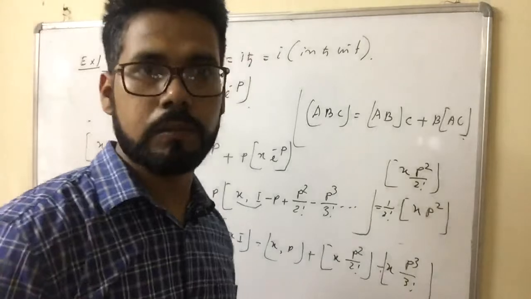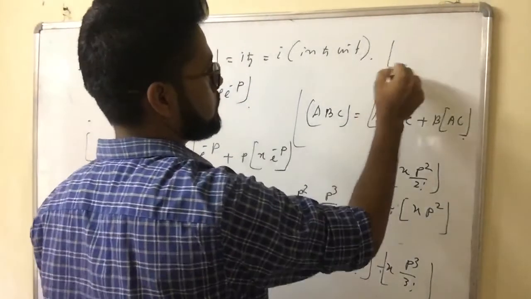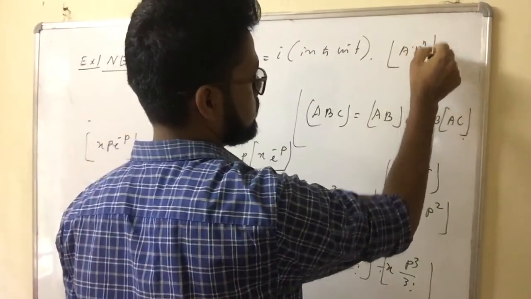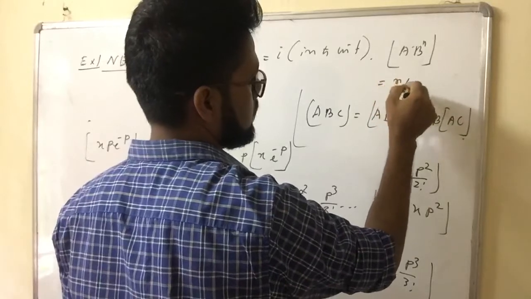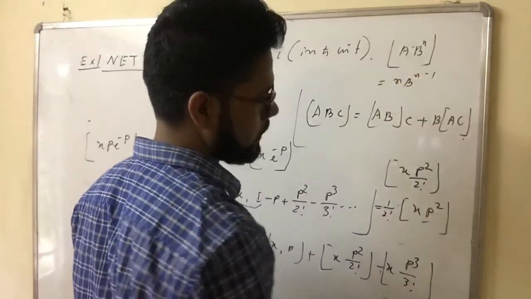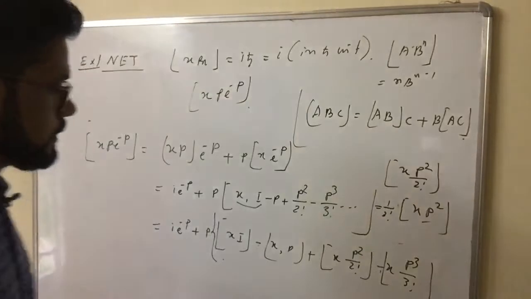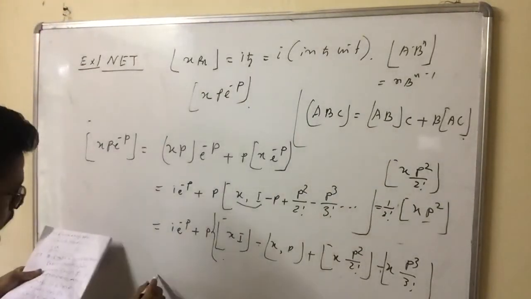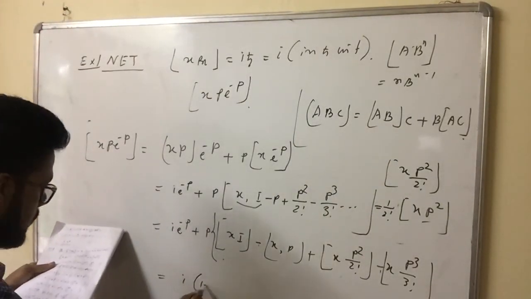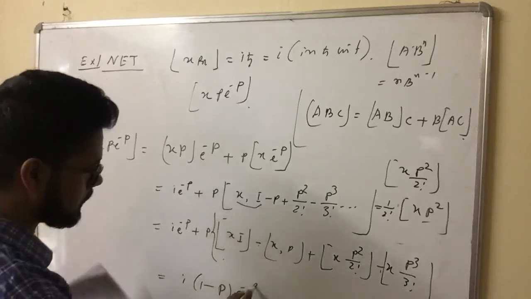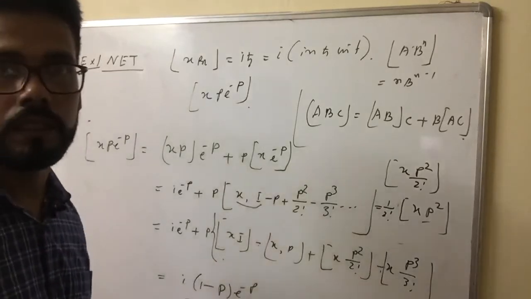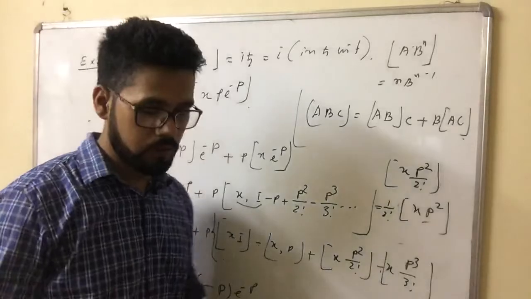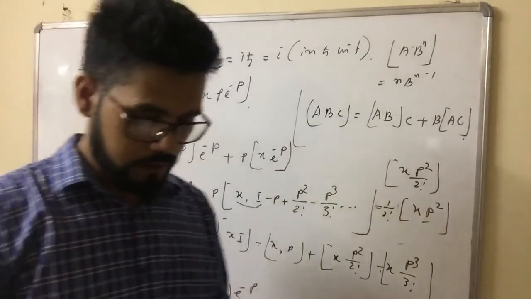[x, p square] is equal to how much? I have given a formula: [A, B^n] = n B^(n-1)[A, B]. So it will be what? This way you have to expand. The answer will be i(1 - p) e^(-p). I am not going to do the calculation. This is how you have to do the calculation.